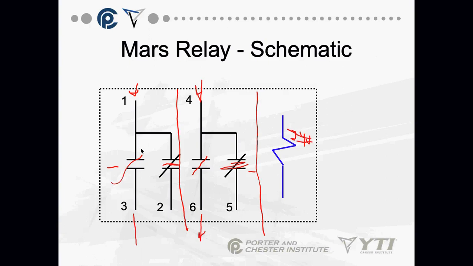So we have 3 sets of pins for each circuit. I have 1, 2, and 3, 4, 5, and 6, and then I'll have a set of pins on the side of the relay someplace that is for the coil. Any questions on the relay? This is sort of important.